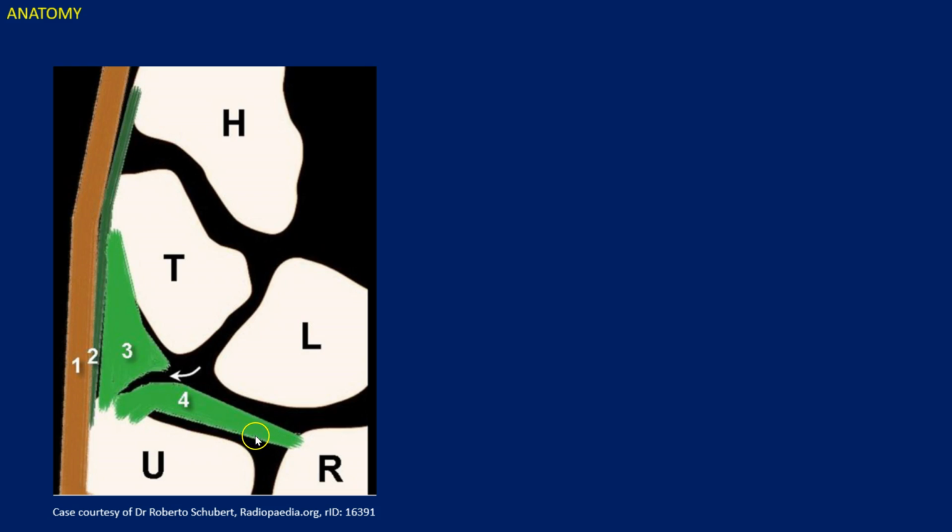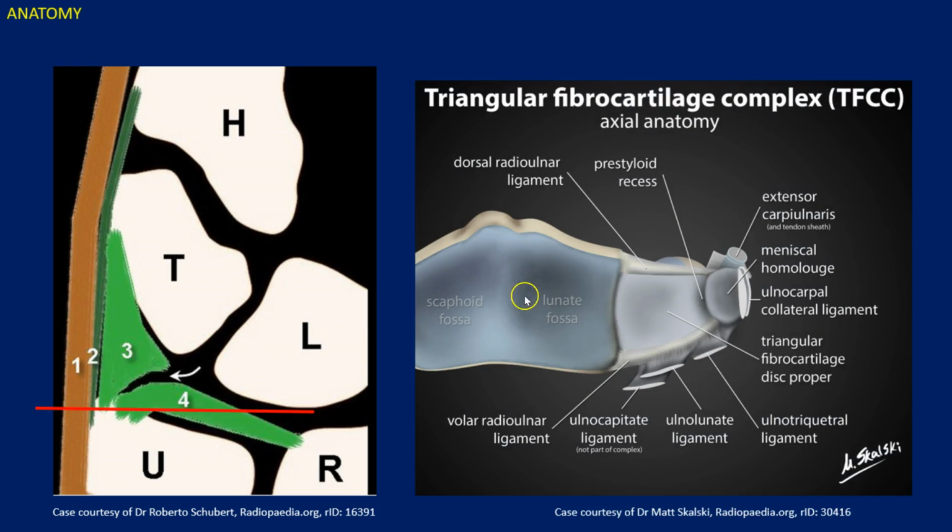proper. So classically, the TFC is this piece of anatomy. Item 4, the triangular fibrocartilage disc. The TFCC, the complex, comprises all of this anatomy. Now, in cross-section, this is what is typically seen. So here's a cross-section of the triangular fibrocartilage complex.